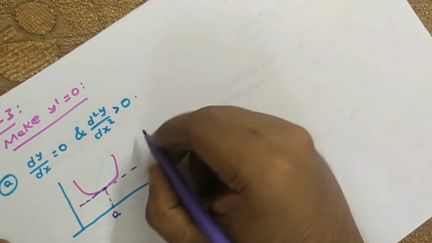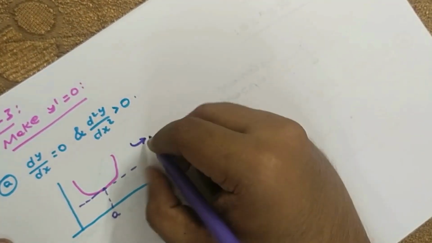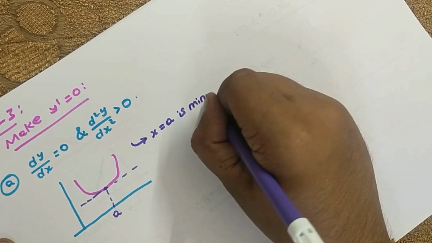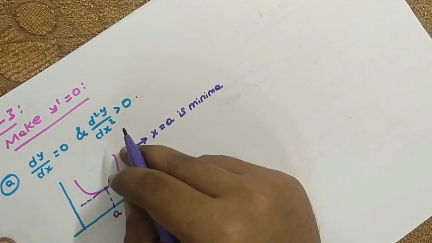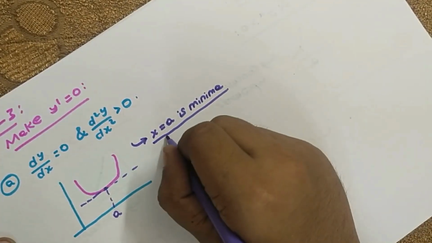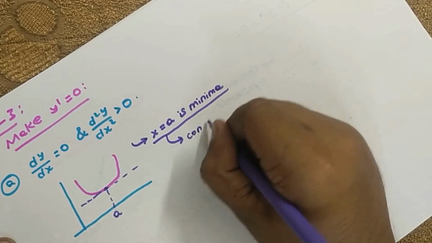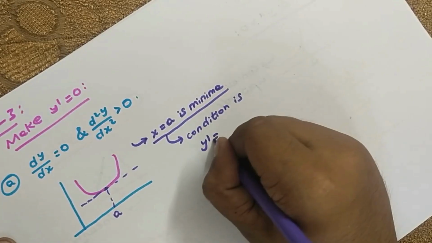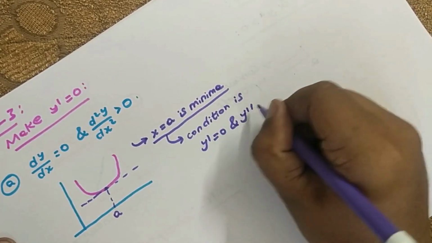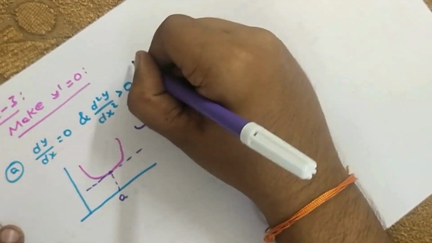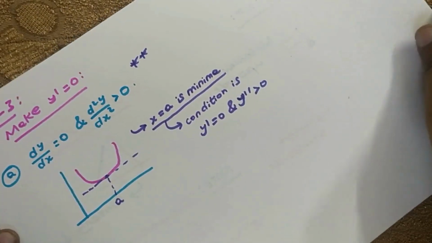If we observe this graph, the point x is equal to A is minima, right? In this whole graph, this point is the minimum point, so x is equal to A is minima. For minima, the condition is y dash is equal to 0 and y double dash greater than 0. So this is the condition we have taken. This is very important regarding questions.